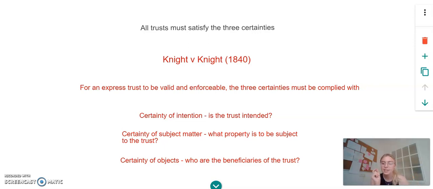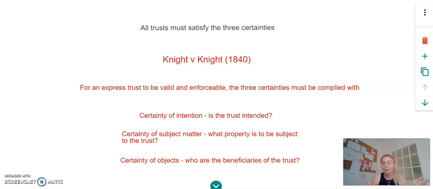And the key thing to remember is that all trusts must satisfy the three certainties. My authority for this comes from Knight and Knight of 1840. So for an express trust to be valid and enforceable, the three certainties must be complied with. Now, the three certainties are as follows: the certainty of intention, so is the trust intended at all? The certainty of subject matter, what property is to be subject to the trust, and the certainty of object, so who are the beneficiaries of the trust.